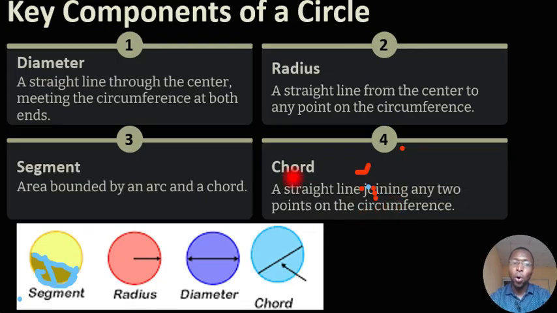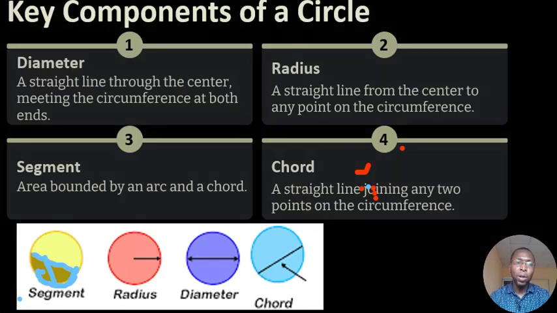So the difference between a chord and a diameter is that a diameter goes from the middle of the circle to any part of the circumference, but a chord does not pass through the middle. Once a chord passes through the middle of a circle to any part of the circumference, it becomes a diameter. All right. So those are the major components of a circle that we have.